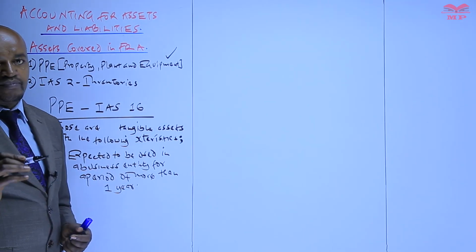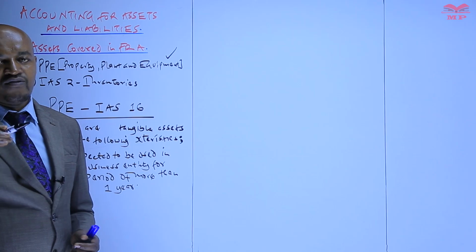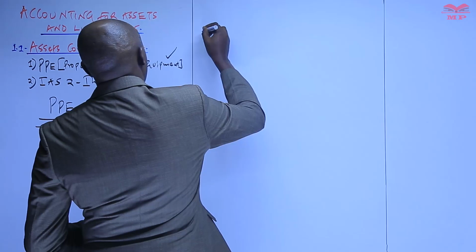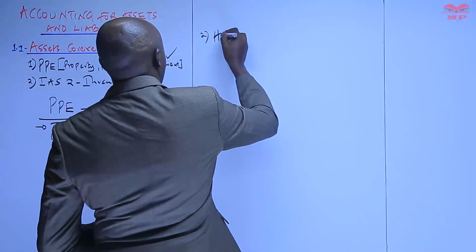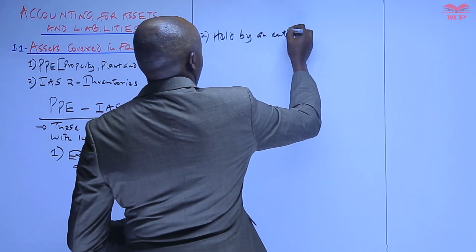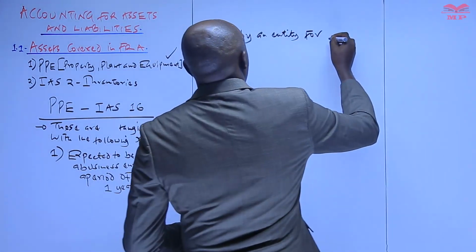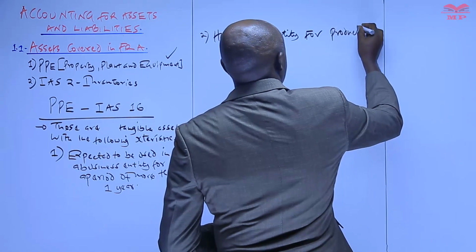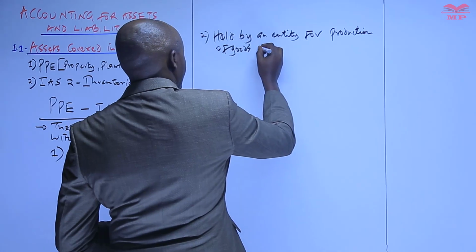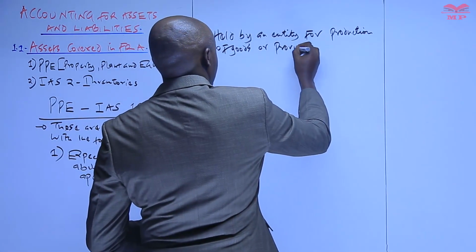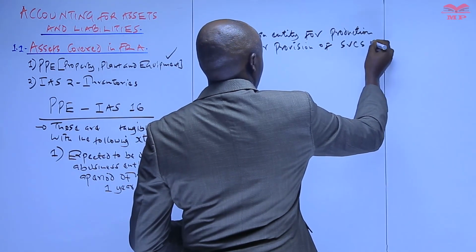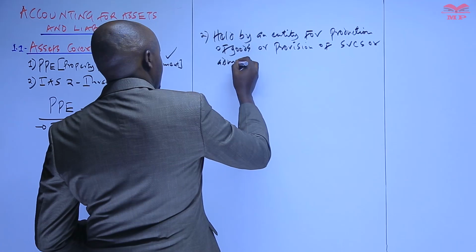So it means that all the PPE are expected to be used in a business for a period exceeding 1 financial year. Number two is that these particular assets are held by an entity for production of goods, or provision of services, or for administration purpose.